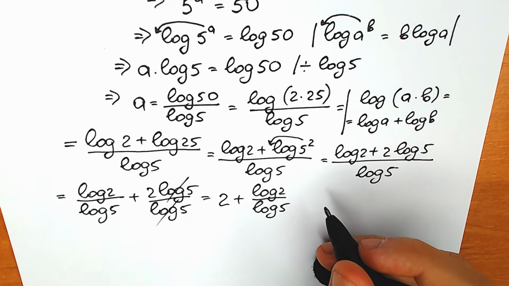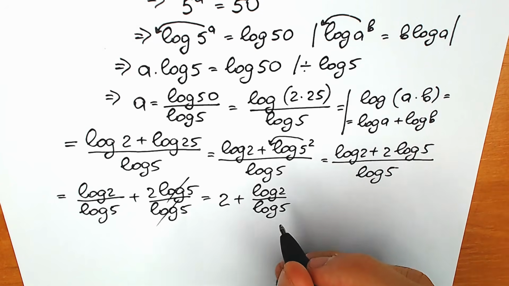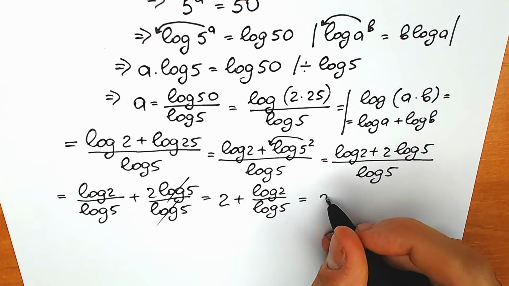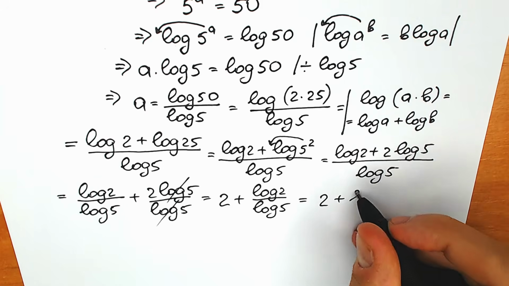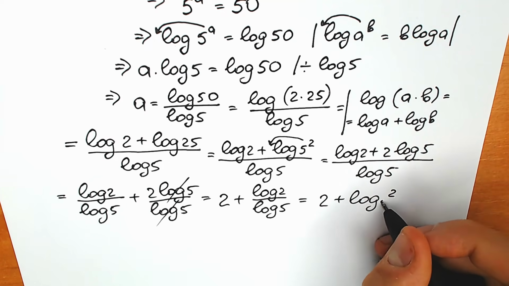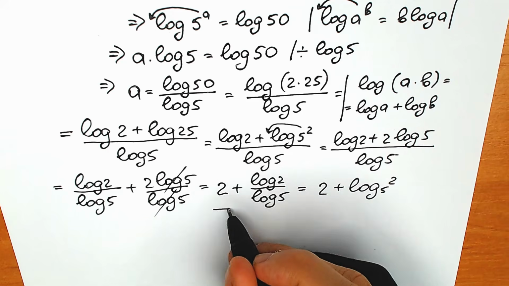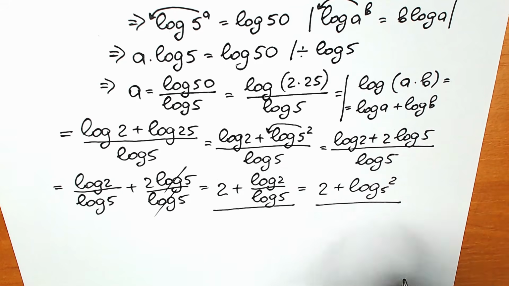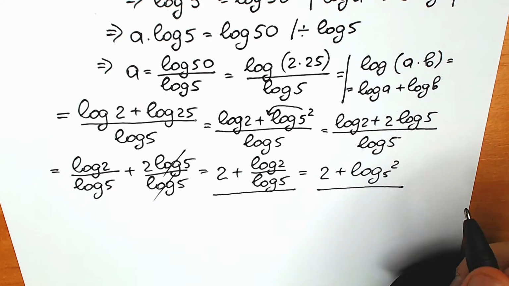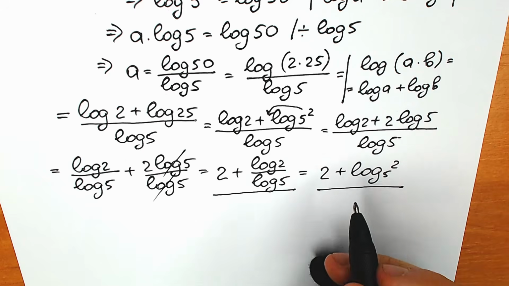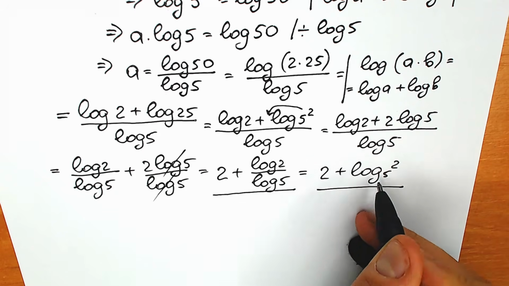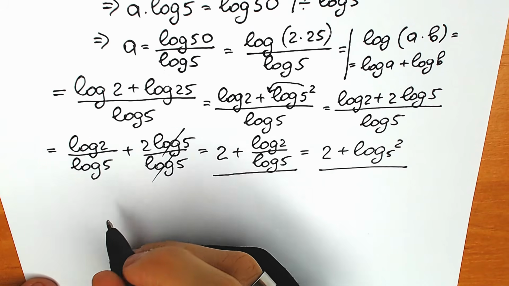But I suggest you look at this second variation, because this expression can also be written as 2 plus log 2 base 5. Of course, this is up to you. Both answers, this one and this one, are correct. But right now I want to show you how we can prove our root. That's why I choose this answer, because right now I'm going to prove it.